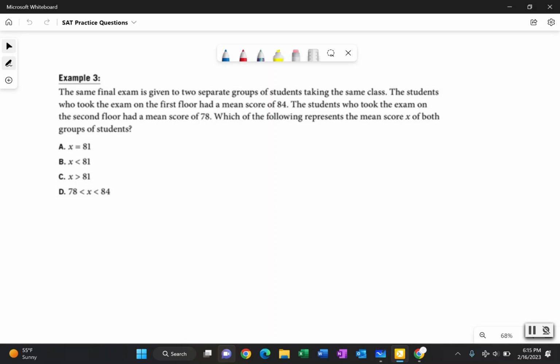Now, this question is trying to trick you in two ways. One, it wants you to just take the average between 84 and 78, and that would get you 81, right? So immediately you'd go, oh, A. However, that is not the case.